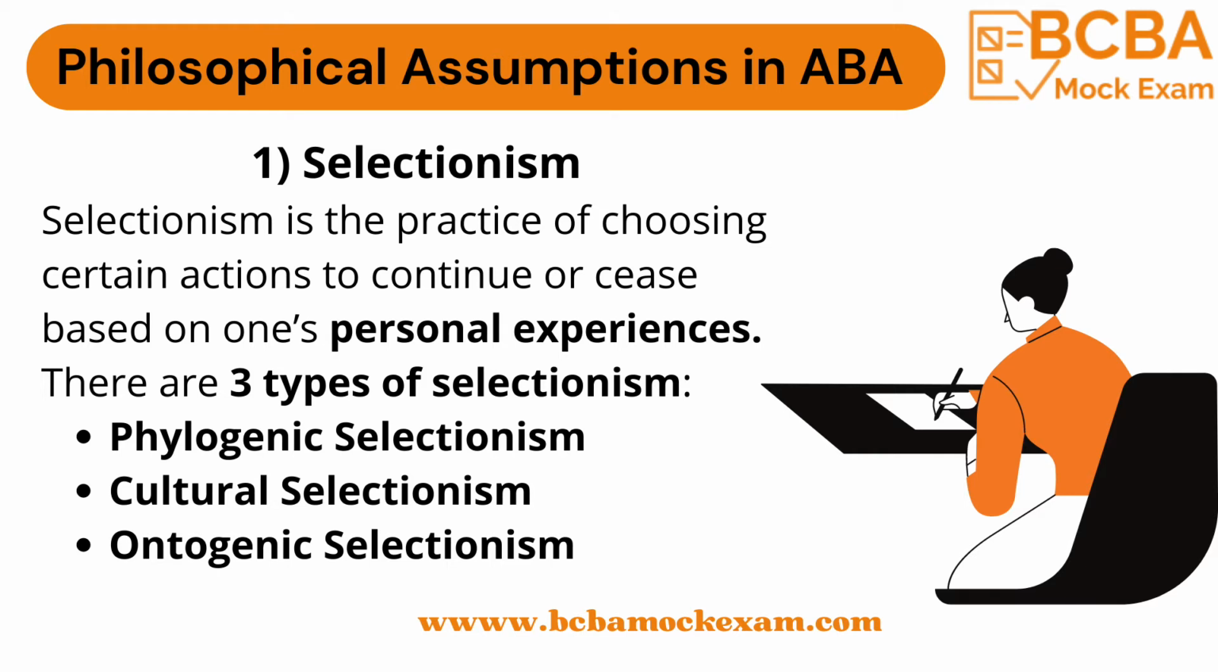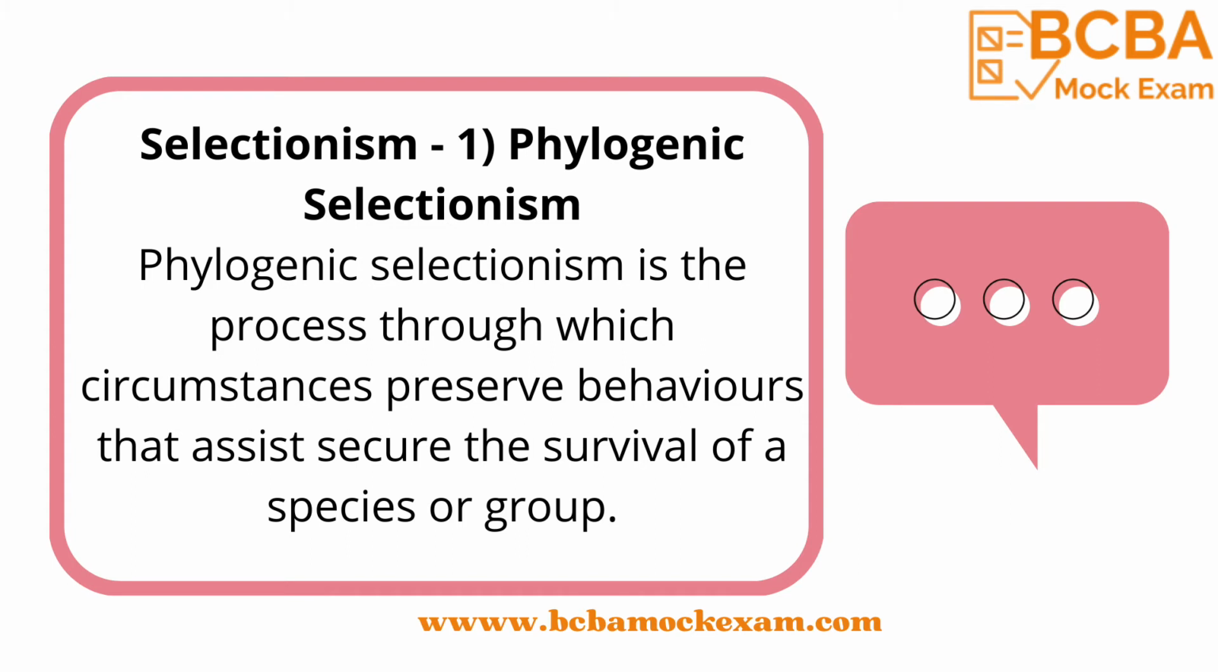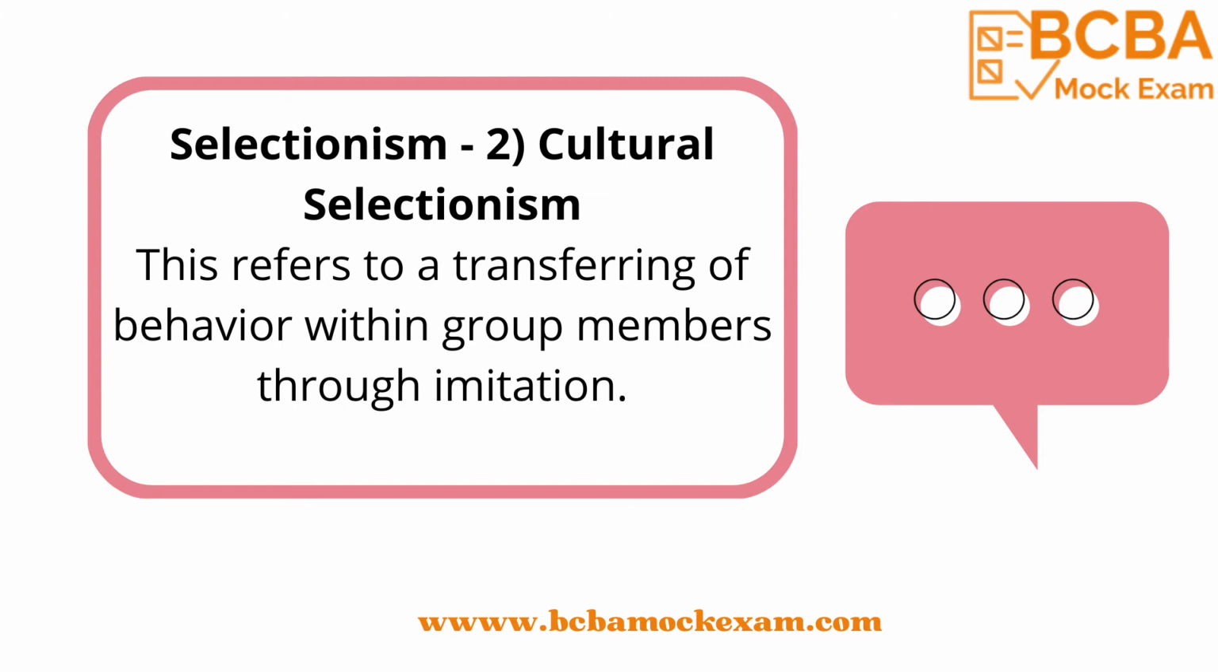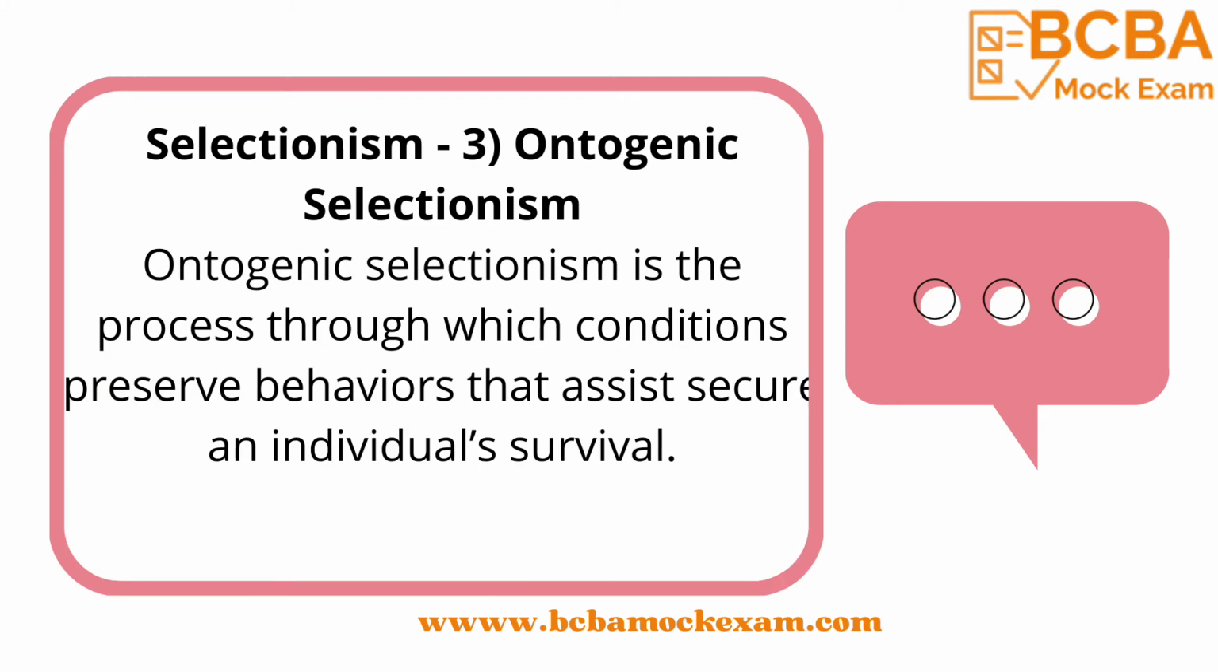There are three types of selectionism: phylogenic selectionism, cultural selectionism, and ontogenic selectionism. We will talk about them one by one. The first one is phylogenic selectionism. Phylogenic selectionism is the process through which circumstances preserve behaviors that assist in securing the survival of a species or group. The second one is cultural selectionism. Cultural selectionism refers to the transferring of behavior within group members through imitation. The third one is ontogenic selectionism. Ontogenic selectionism is the process through which conditions preserve behaviors that assist in securing an individual's survival.